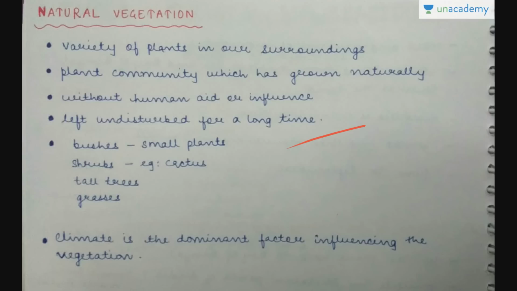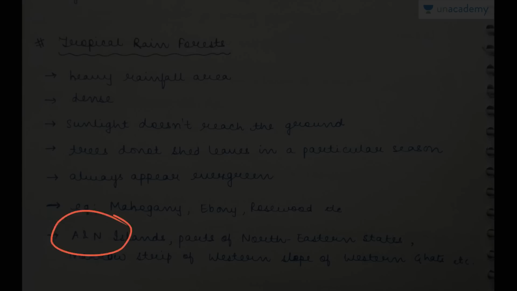Some examples of the kind of plants found in natural vegetation are bushes, which are small plants, some shrubs like the cactus, then some tall trees or grasses. So these are the variety of plants. Then climate is the dominant factor which influences the vegetation. We also have other factors. It also depends on the location, the altitude and everything, but the major factor is the climate, because climate is itself determined by the other factors. So here the major factor we are considering is the climate.